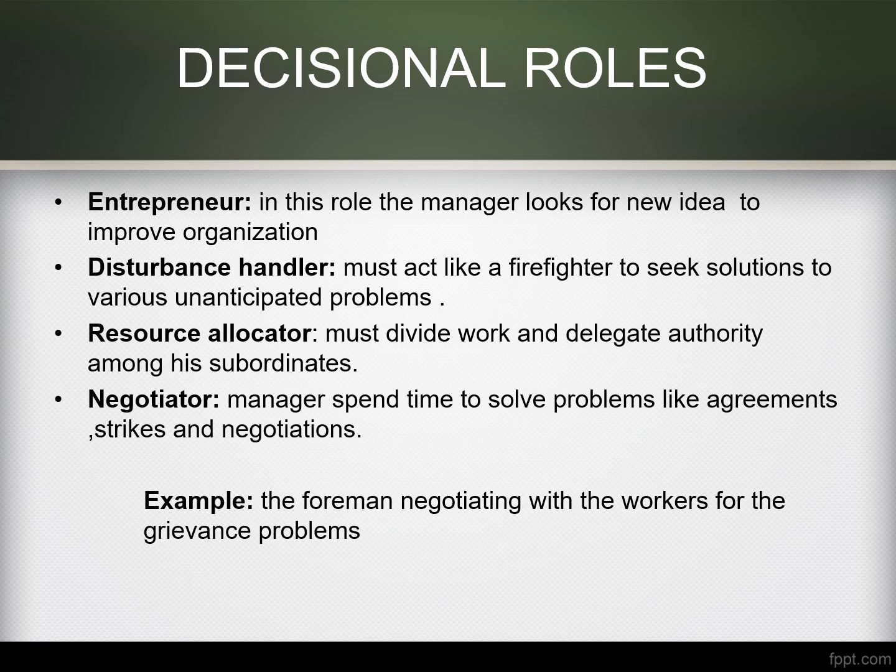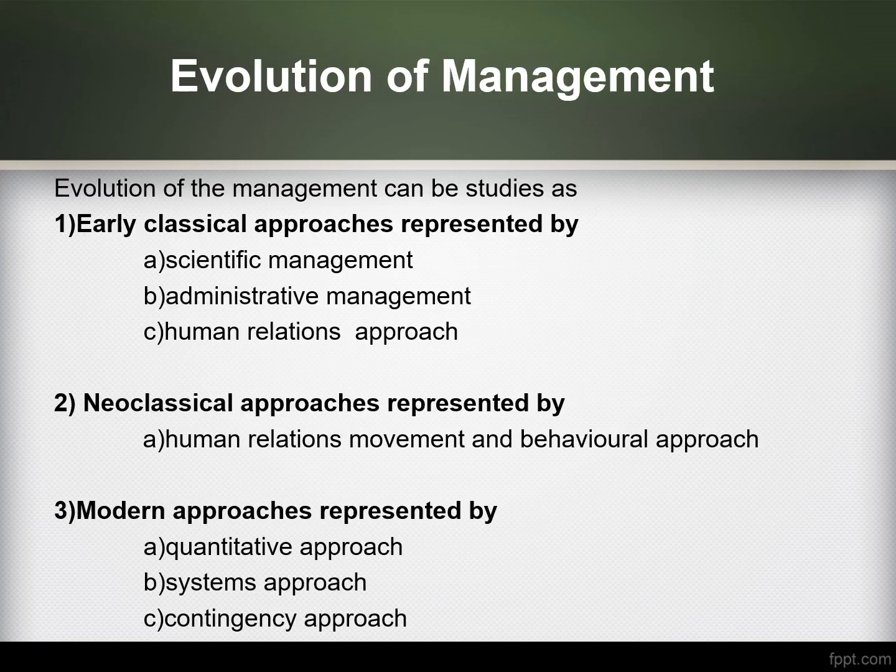This is about the negotiator. So decision roles include the entrepreneur, disturbance handler, resource allocator, and negotiator. Then when we move to the evolution of management, it can be studied as early classical approaches represented by scientific management, administrative management, and the human relations approach.